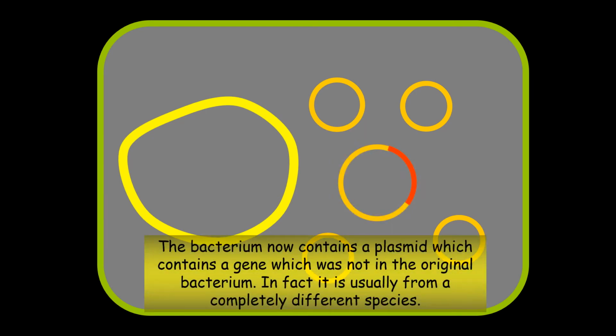So your bacterial cell with your plasmid in it. The bacterium now contains a plasmid which contains a gene which was not in the original bacterium, making it a genetically modified organism. So in fact, it is usually from a completely different species. In this case, our gene was inserted from an animal cell. So we can imagine, for example, the insulin gene.